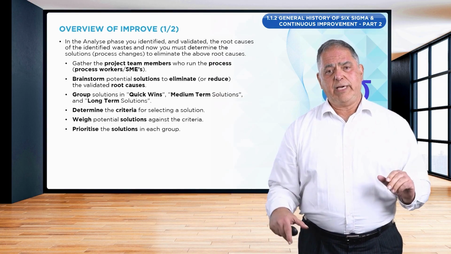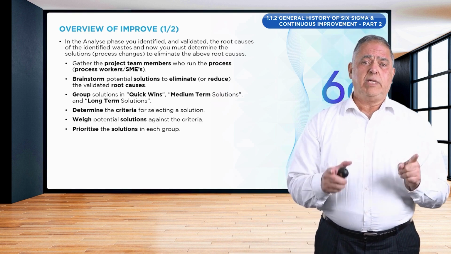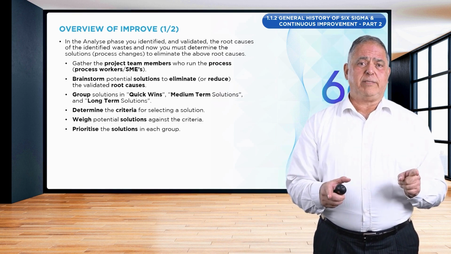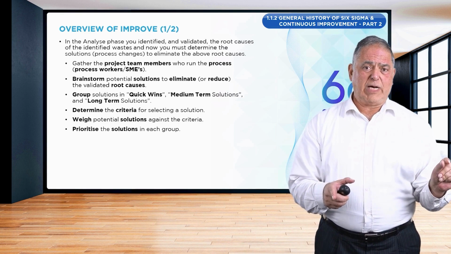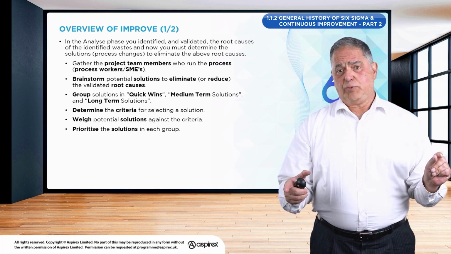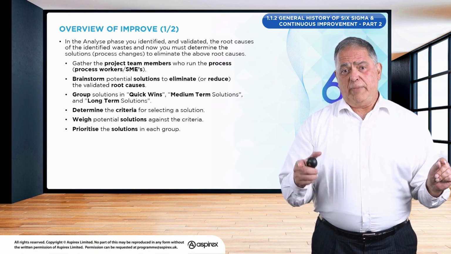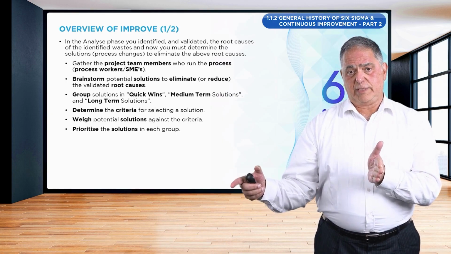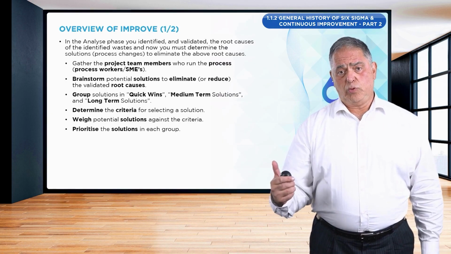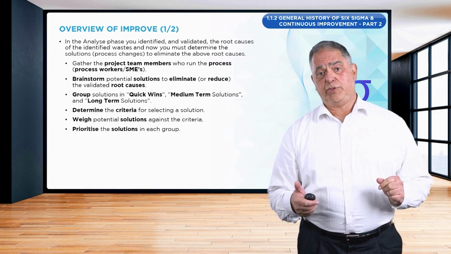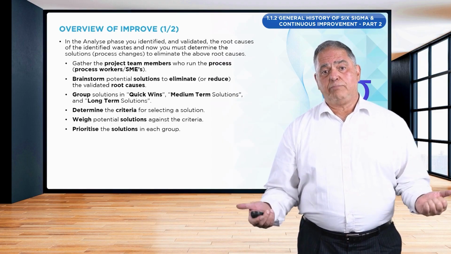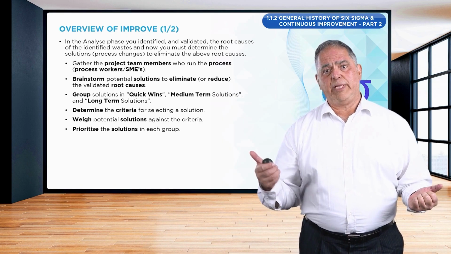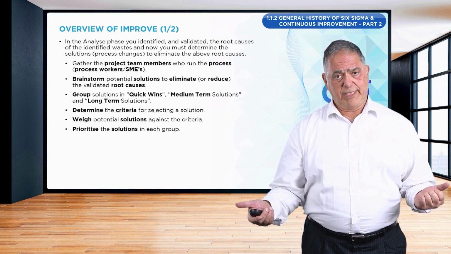Just to give you an indication, quick wins should be implemented between a few hours all the way up to 3 months. Medium-term solutions are between 3 months and 6 months. And long-term solutions, which are usually associated with process automation, may last longer than 6 months.